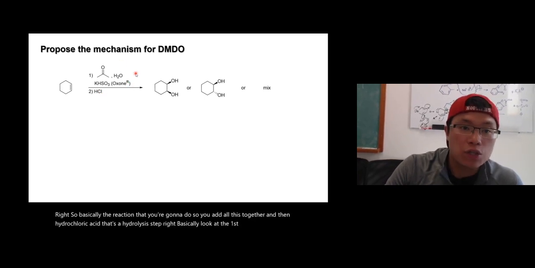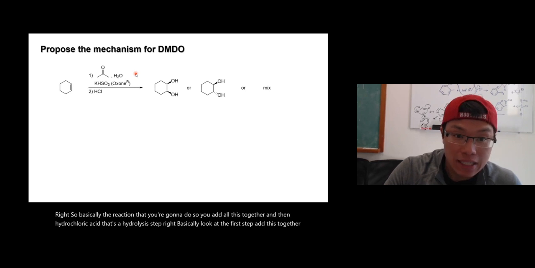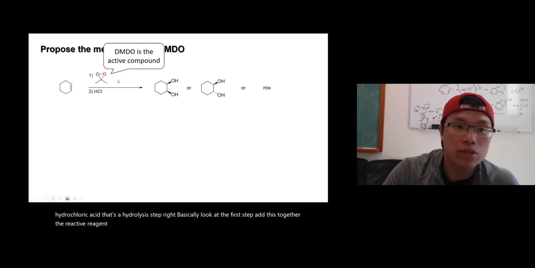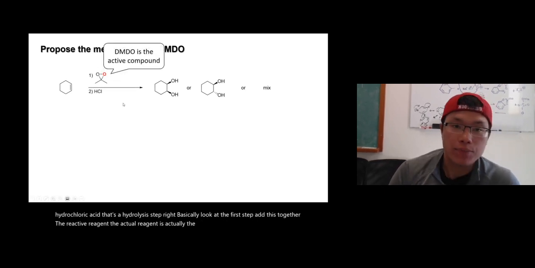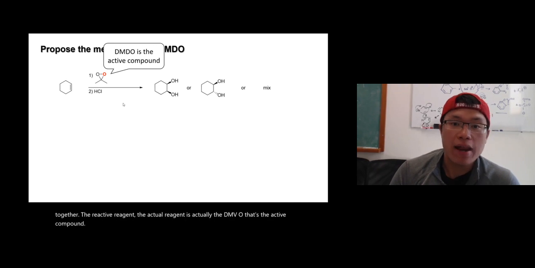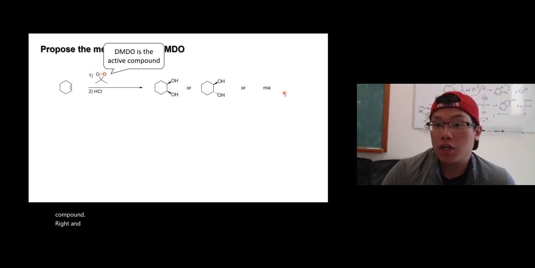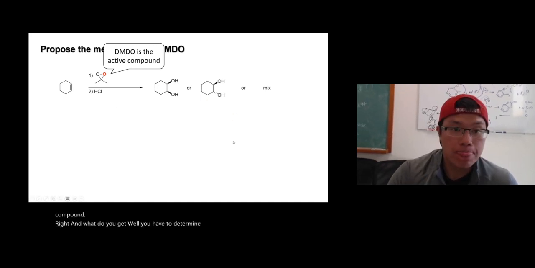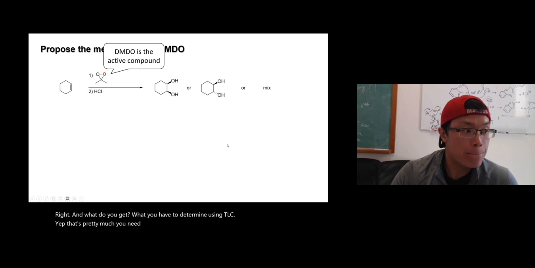Add this together, the actual reagent is the DMDO. That's the active compound. And what you get, you have to determine using TLC. Yep, that's pretty much it. You need to know.